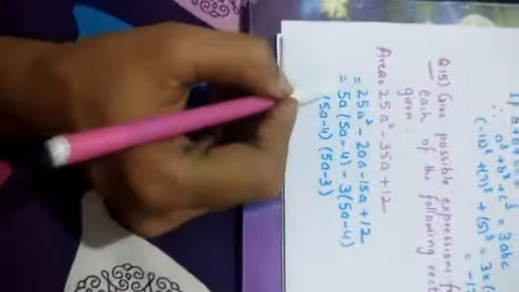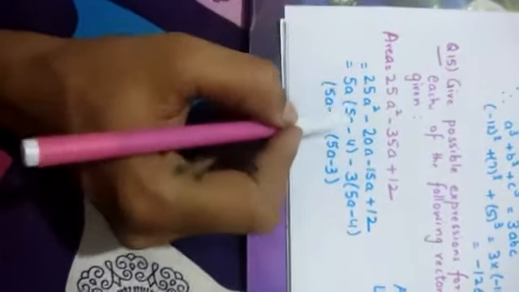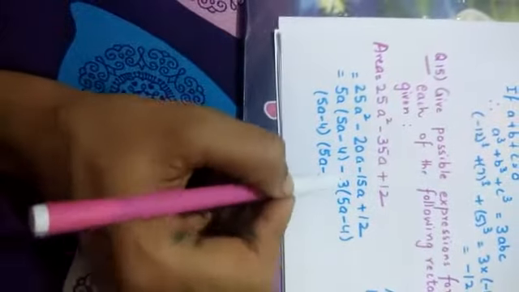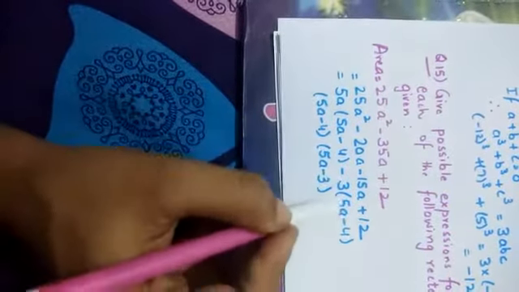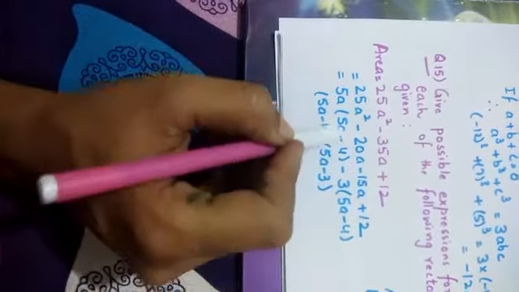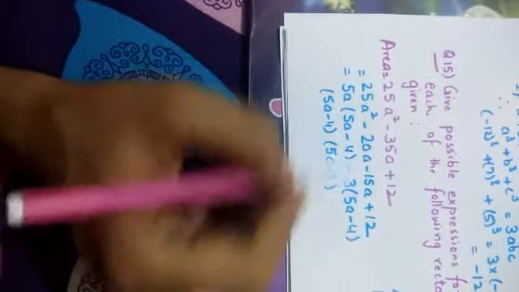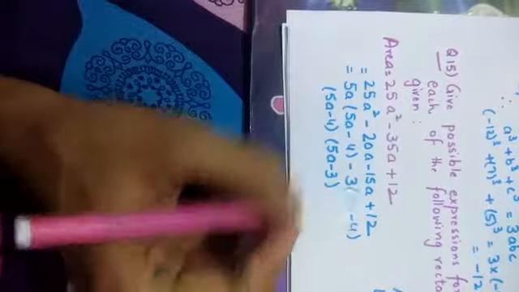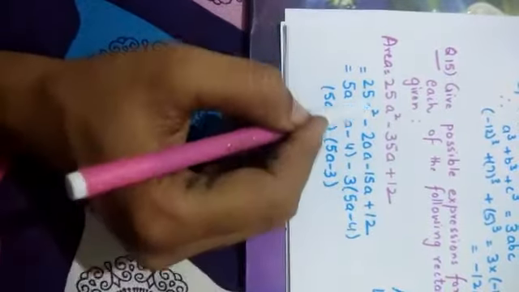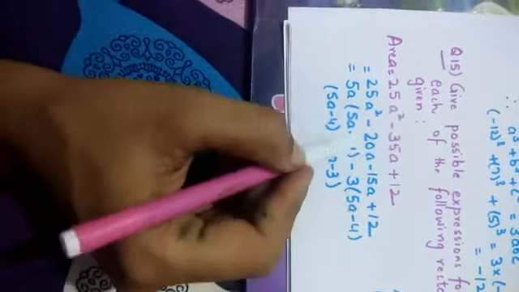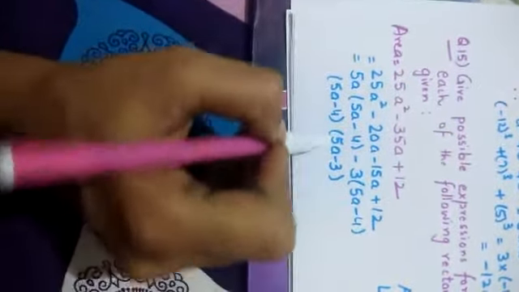Here I have taken 5a common. So I am left with 5a minus 4. And out of these two numbers, I have taken minus 3 common. And I am left with 5a minus 4. Children, when you get a common factor in both the terms, it means this factorization, making of factors, is correct. So 5a minus 4 is common and 5a minus 3 is inside.